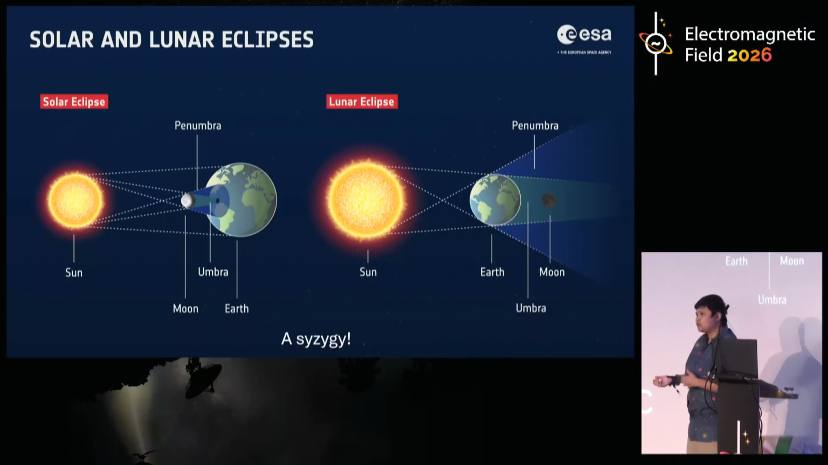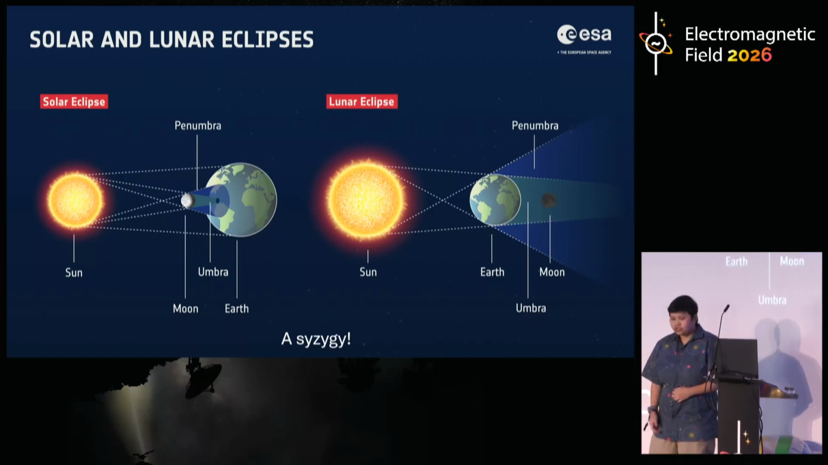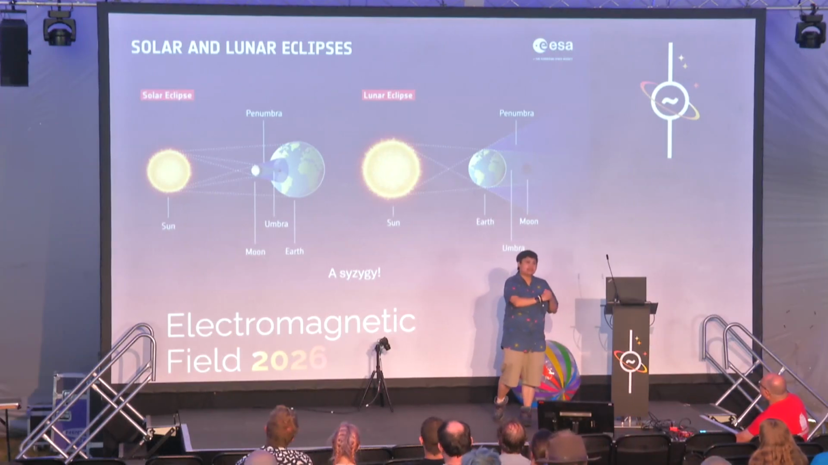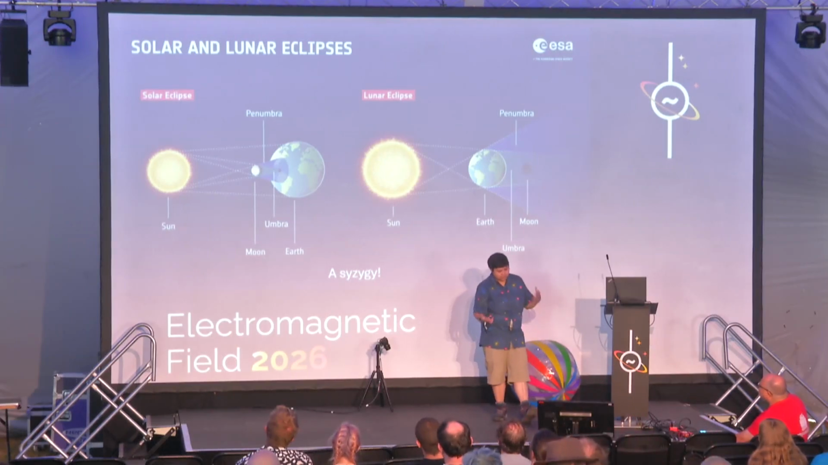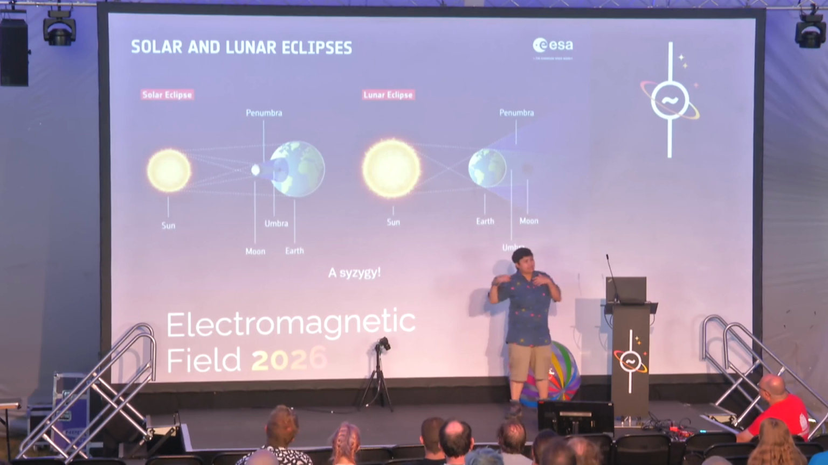Onto the two types of eclipses we get here on the Earth then. First up, probably the more spectacular ones, the ones that people really want to see, are the solar eclipses. We get a solar eclipse when the moon gets in between us and the sun and blocks out the sun's light. And then the other type is the lunar eclipse, when the moon gets in the Earth's shadow.